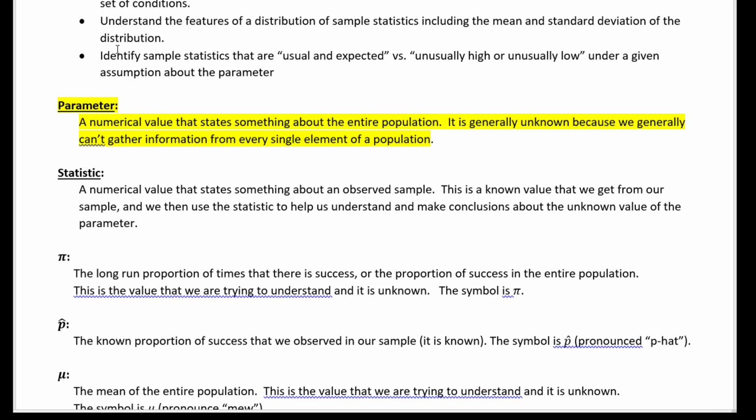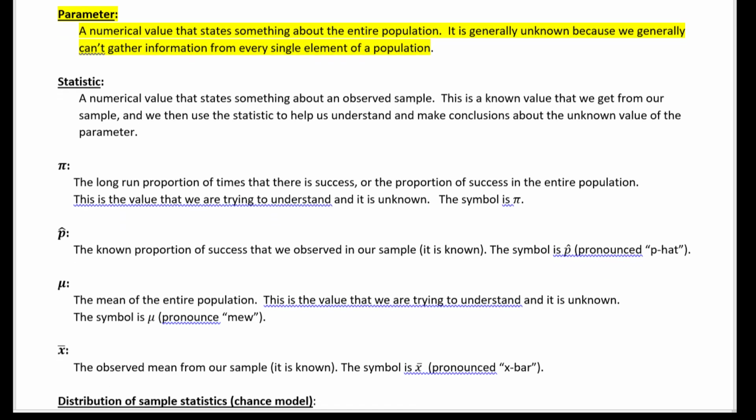So please note, a parameter is a number. It's a numerical value. And a parameter is talking about the entire population. Like all rolls of the die, a number related to all rolls of the die, or a number related to all people in the country, or a number related to all students on campus. A parameter is a number related to the entire population. And again, it's generally unknown because usually you can't talk to or observe every single element of the population. So I'm going to go down here and just make note.